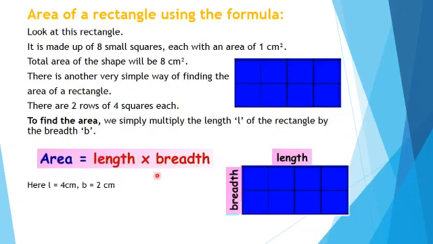Here we have a length of 4 cm and a breadth of 2 cm. And we know that area is equal to length multiplied by breadth. So it will be equal to 4 cm multiplied by 2 cm, and that is 8 cm square. So the area of this given rectangle will be 8 cm square.